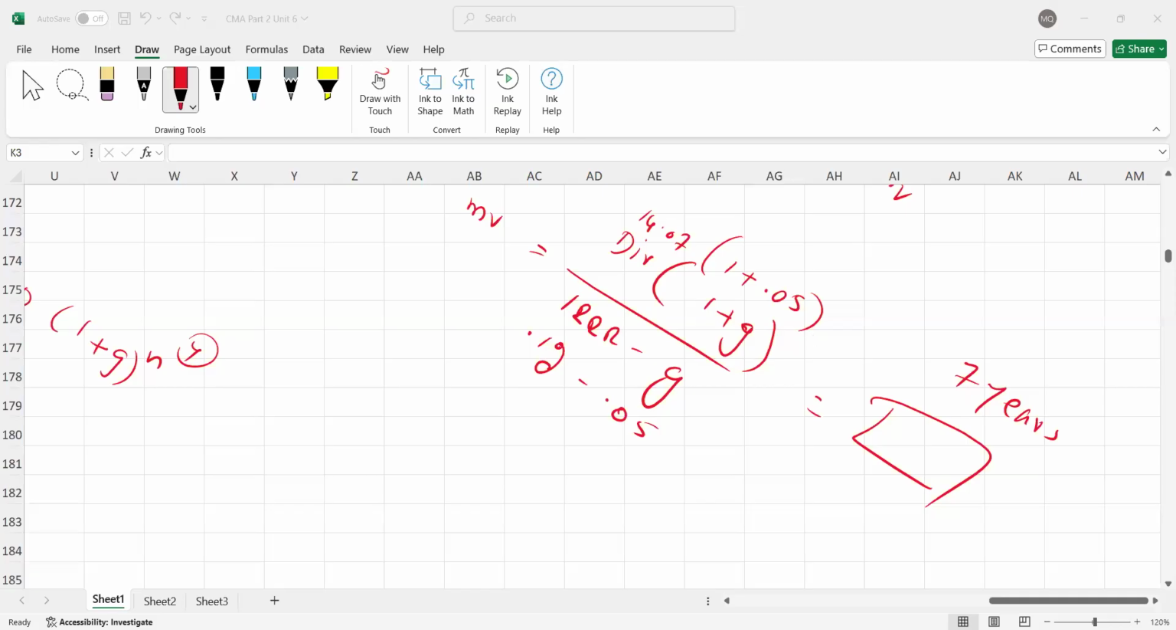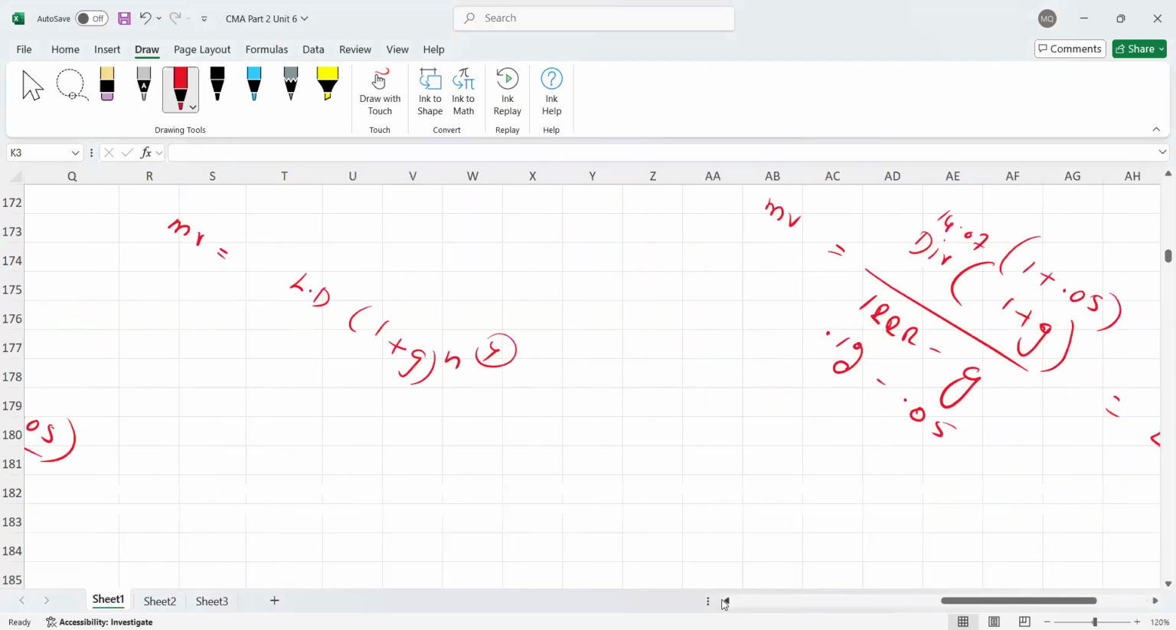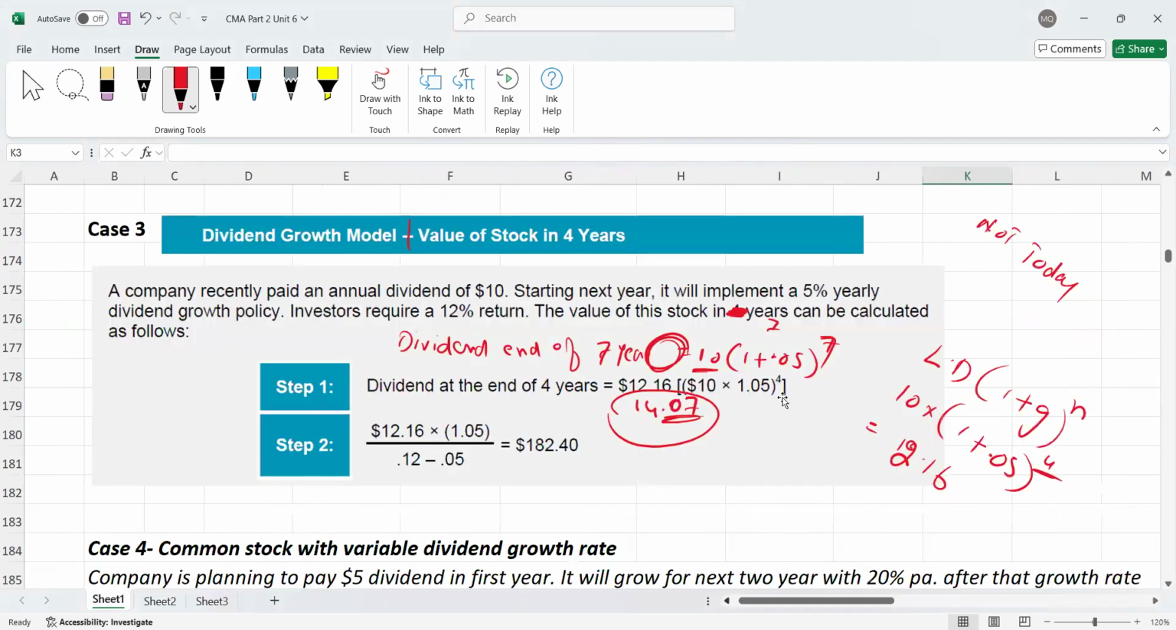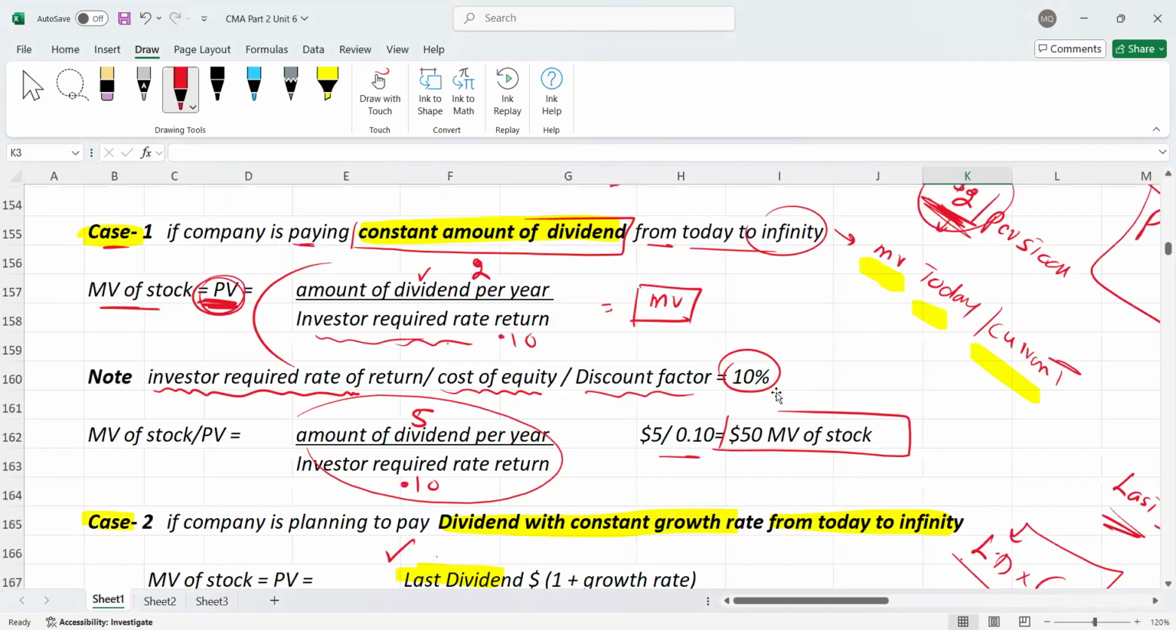Now, we are discussing case number 4. Please remember, I have already told you 3 cases. The first case was: if you want to calculate the market value of stock today and the amount of dividend is constant, then this is the formula which you will use.